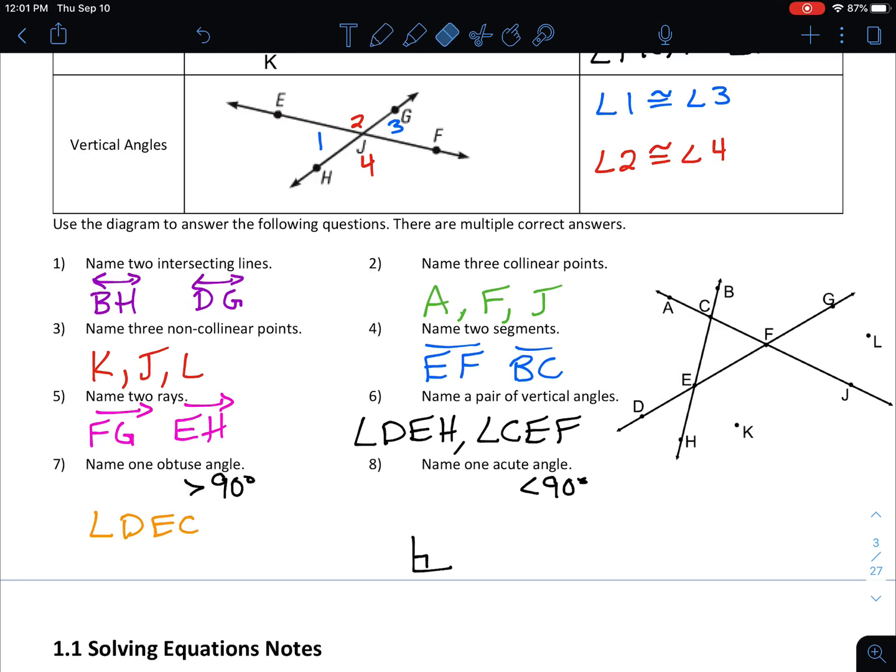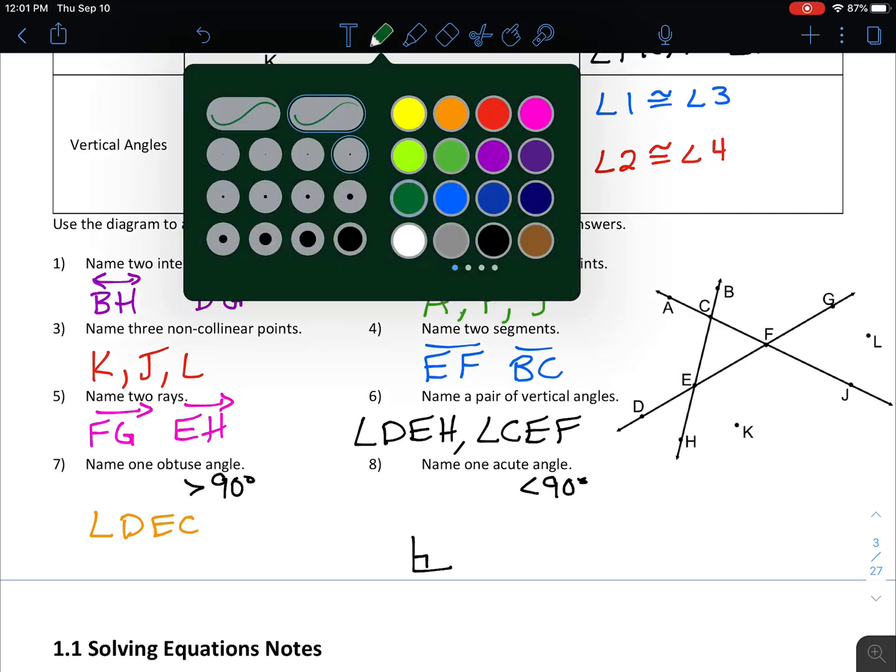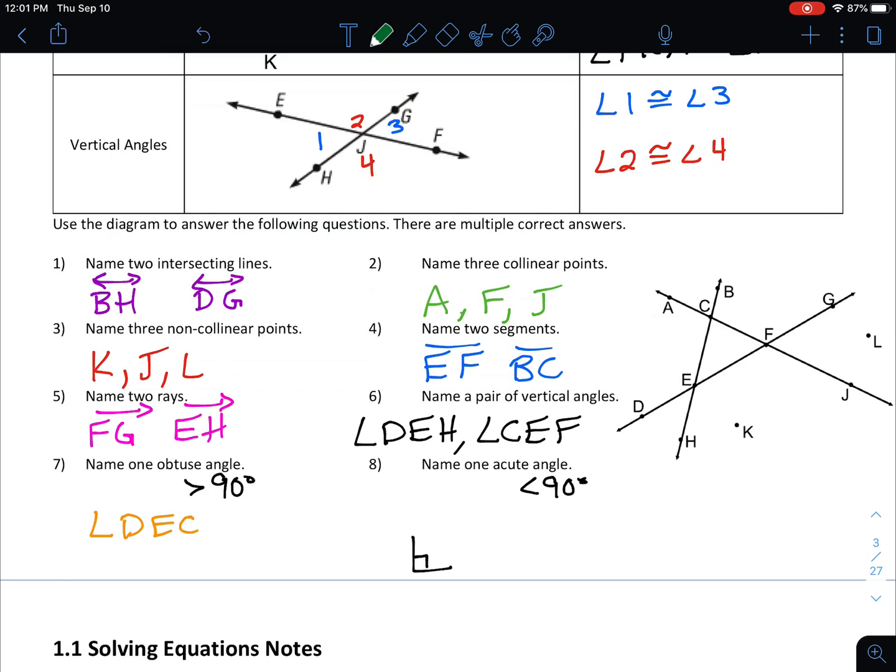All right, one last thing to find here. On number 8, one acute angle. So now less than 90 degrees. We've already used it, but we can use it again. In this case, angle DEH would be an example of an angle that is less than 90 degrees.